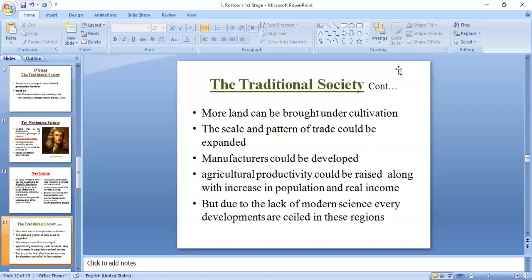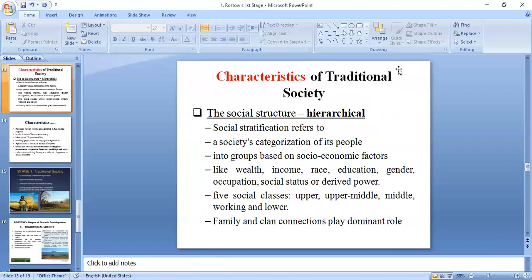But due to this low awareness towards modern science, every development is blocked because of their ignorance. That is the main problem that has been faced by this traditional society. So we can look at what the major characteristics of a traditional society are.